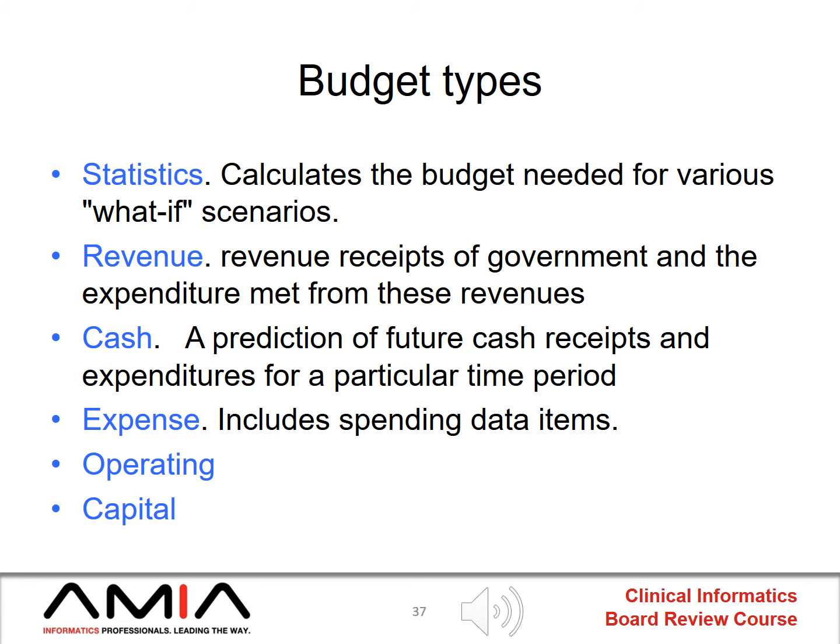There's cash budget, which is a prediction of future cash receipts and expenditures during a particular time period. An expense budget, which you're probably familiar with. Perhaps you use that to come to this meeting. And then, as I mentioned previously, there are operating and capital budgets. So all these are different.